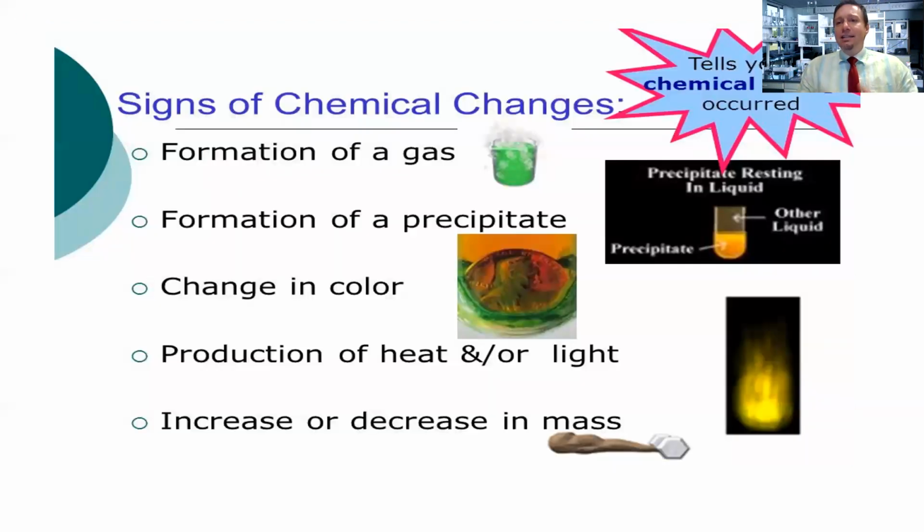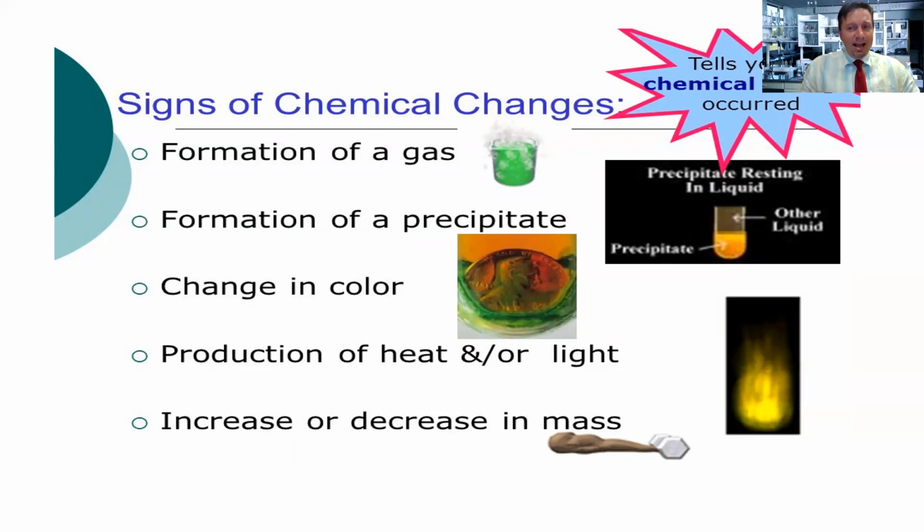So there are signs to tell that you had a chemical change. Formation of a gas, bubbling. Precipitate, that's a formation of a solid. That's where your solubility rules come into play, NAG SAG. Color change is a sign of a chemical change. Production of heat or light, so you have an energy transfer. And then you have a change in mass, either gain of mass or loss of mass.